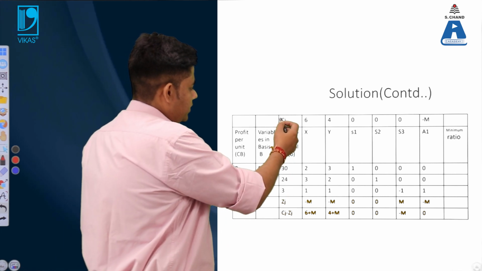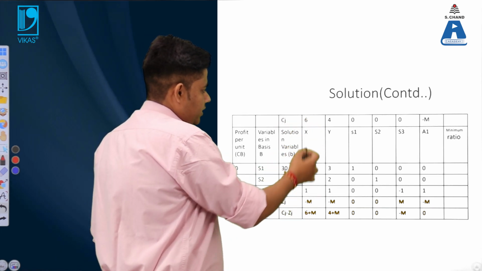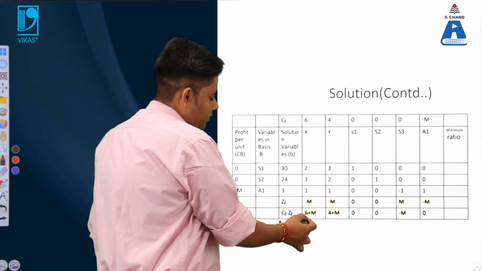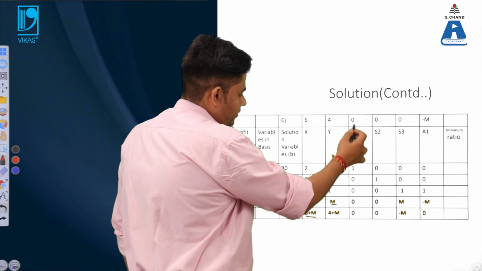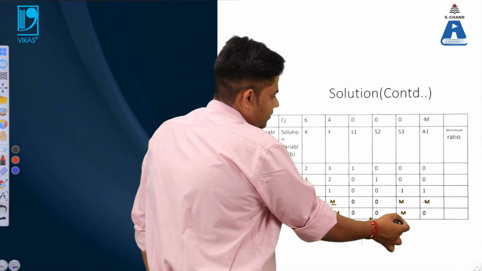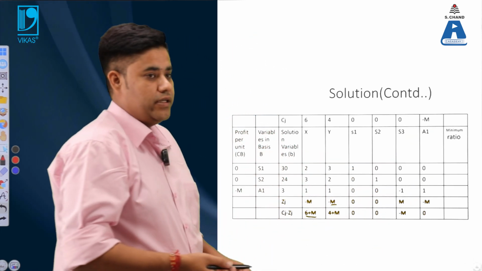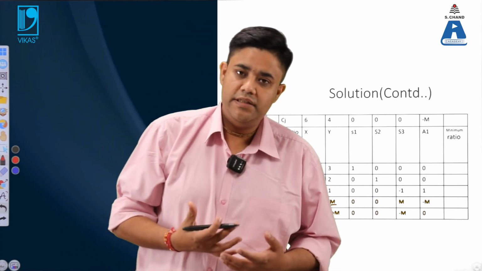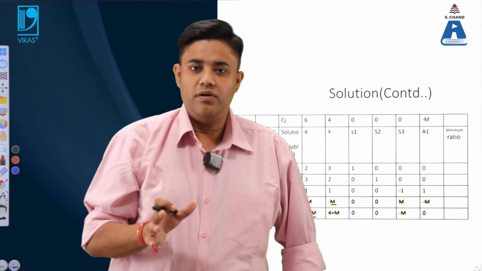Then what is this Cj minus Zj? I have to subtract the elements of Zj from Cj. So 6 minus of minus m will give me 6 plus m. 4 minus of minus m is 4 plus m. Then 0 minus 0 is 0. 0 minus 0 is 0. 0 minus m is minus m. Minus m minus minus m is 0.